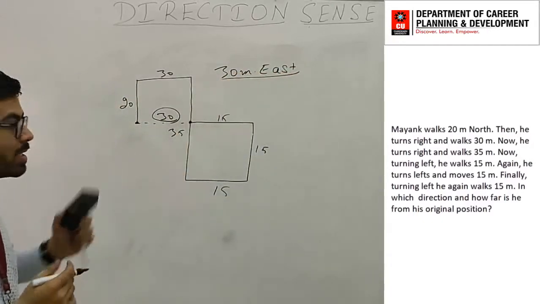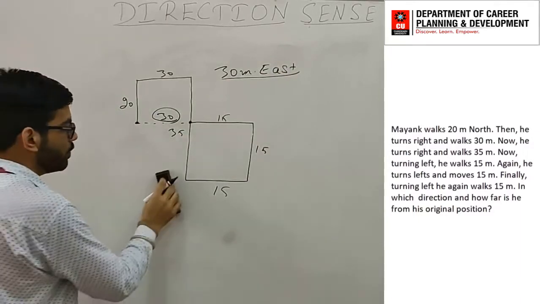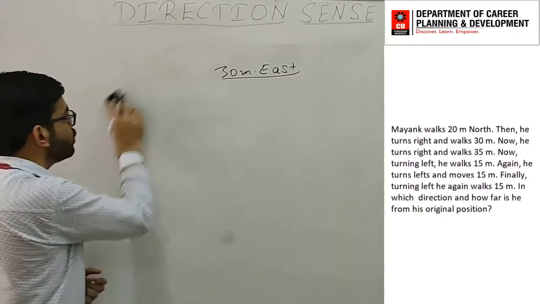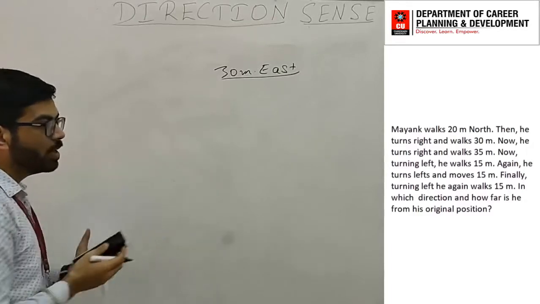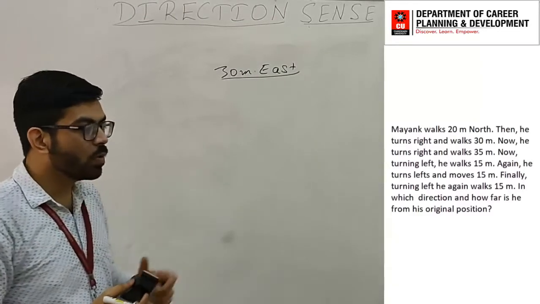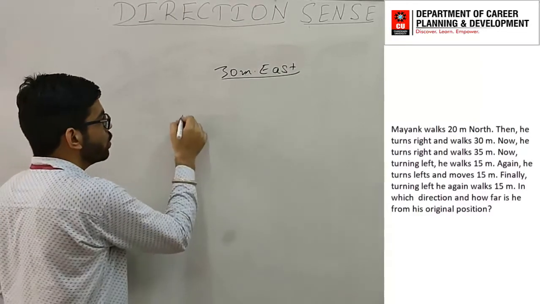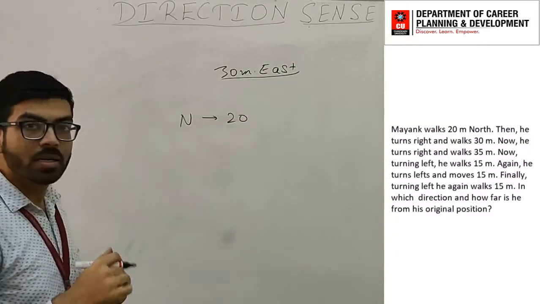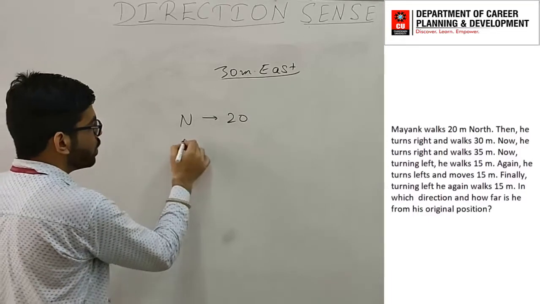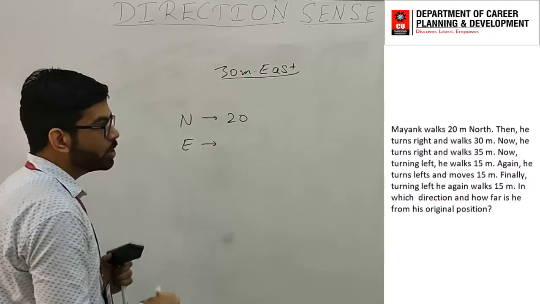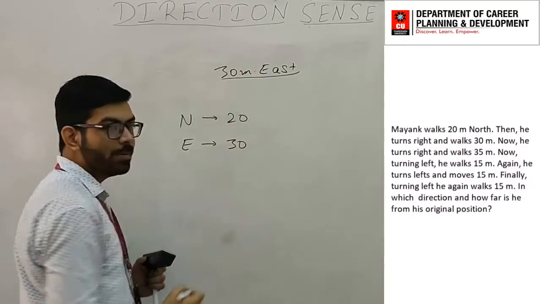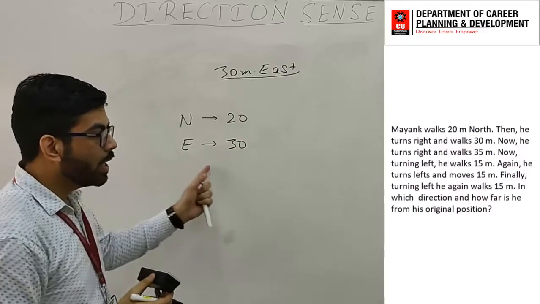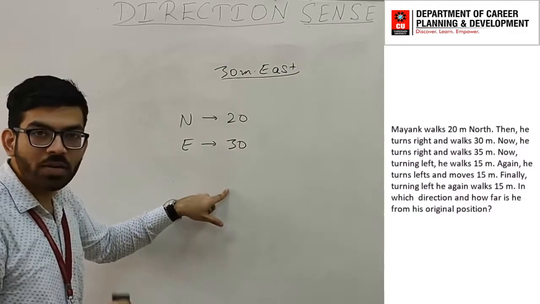Okay, let's see the same question by a different approach. Again, the statement is the person has walked 20 meter towards north. So north direction, 20 meter. Then he turned right. So right to north comes out to be east, and the distance was 30 meter. Next part, now he is turning right and walks 35 meter.